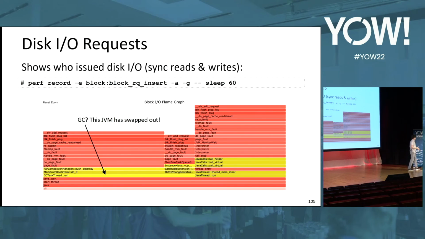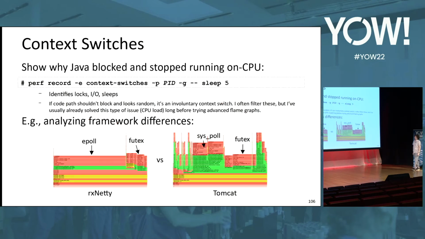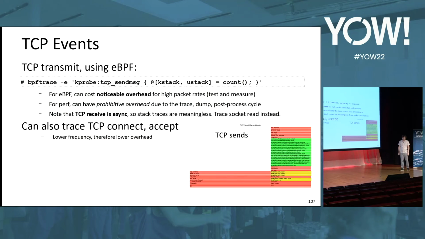You could do disk I/O flame graphs, but a lot of disk events are not synchronous with the code, such as completions, so you need to pick when you're issuing disk I/O. Context switches, when you're blocking and going off CPU, can be useful. At one point, I did it to look at the difference between RxNetty and Tomcat, so epoll versus syspoll. TCP events have another issue about being asynchronous, but you can do TCP sends as a flame graph. I've got the instructions in the slides, so you can see why I'm calling networking.